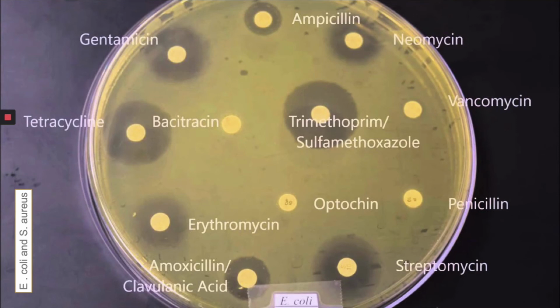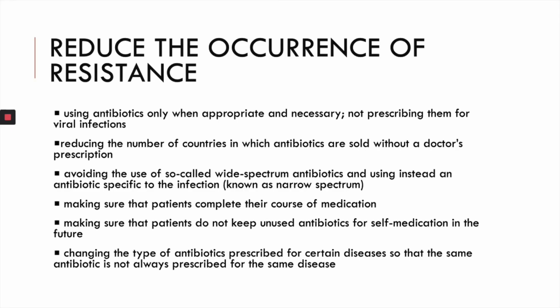But for example, like this, bacitracin, there is no clear area around it, right? It means that this antibiotic does not have any effect on the E. coli. What should we do to reduce the occurrence of resistance?